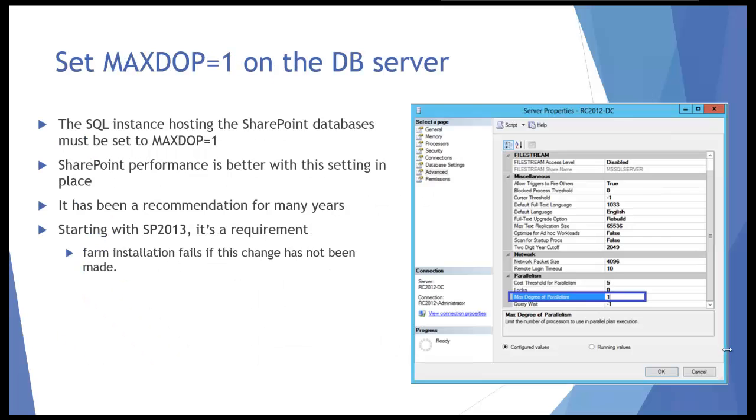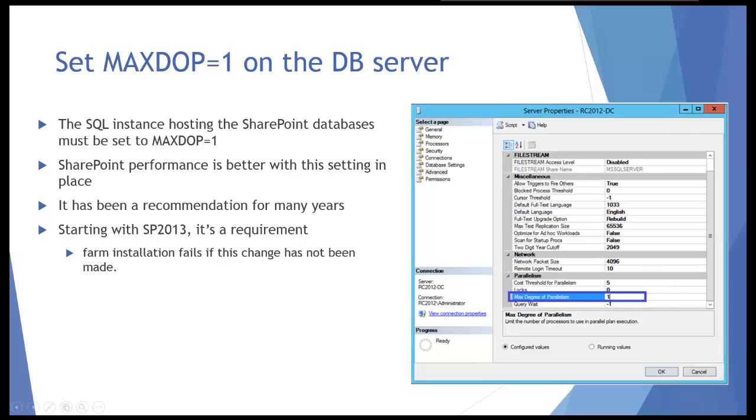The next thing we need to do is set this setting on the database server where the SharePoint content will be located. This is the max degrees of parallelism is set to 1. This has been a recommendation from Microsoft for SharePoint for a long time. With 2013, it is a requirement. If you try to install SharePoint and use a database that doesn't have this setting set on it, it actually won't install. You'll get an error message.